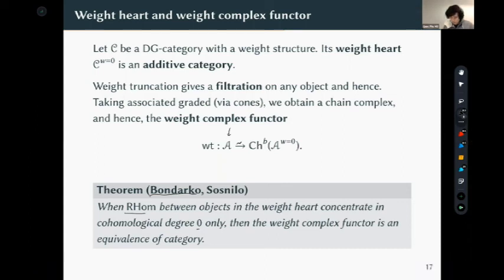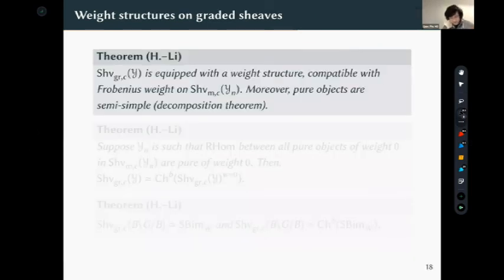So really we want to focus on DG categories with interesting weight structures that satisfy this property. Okay, so here's the theorem. After some hard work, one can show that our category of constructible graded sheaves on Y is equipped with a weight structure, and it's compatible with the Frobenius weight structure on the category of mixed sheaves on Yn.